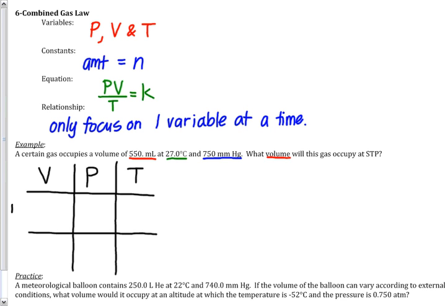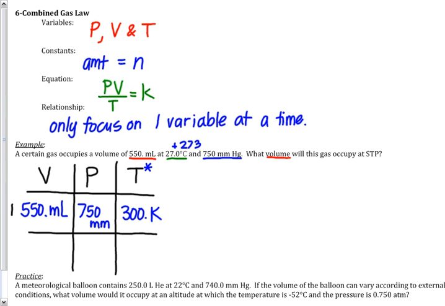So if you read the first sentence, it's telling you that it has a volume of 550 milliliters when the pressure is 750 millimeters of mercury and the temperature is 27 degrees Celsius. Now you want to remember that whenever you use temperatures in gas law problems, they can only be recorded in kelvins. So you have to add 273 to 27 to get a temperature of 300 Kelvin. You cannot do the problem if it's in Celsius.